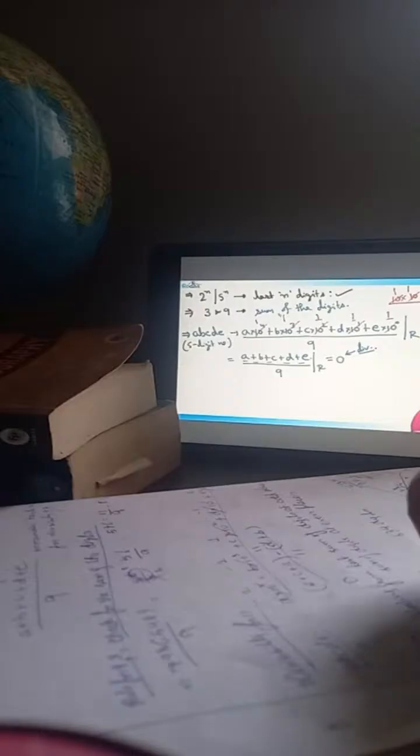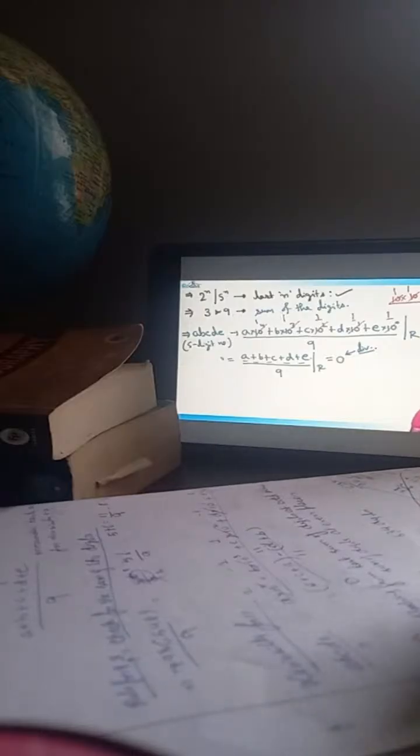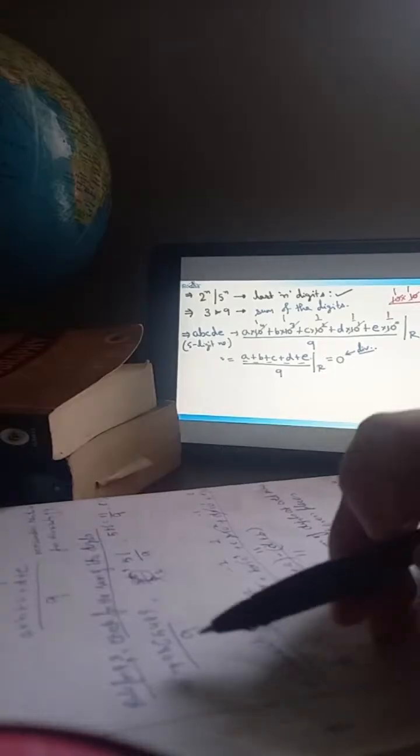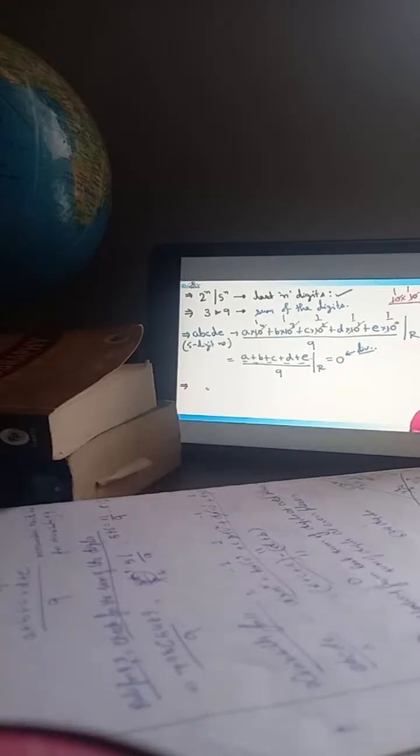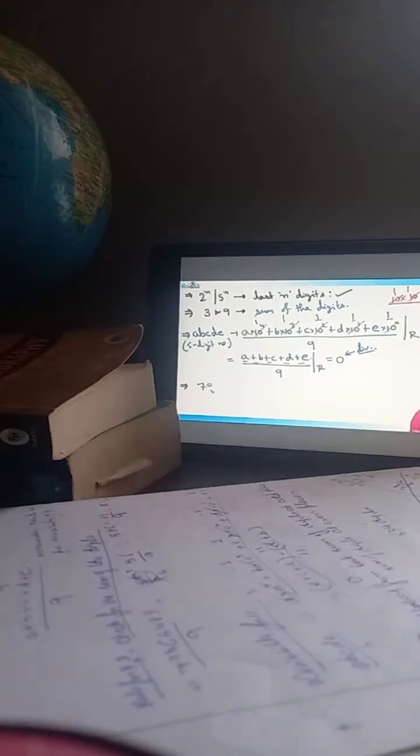So the rule for 3 and 9 is to check the sum of the digits, because when all the powers of 10 are divided by 9, the remainder is 1. So we only check the sum of the digits. For example, 7, 9, 8, 6, 5, 4, 8, 9 divided by 9. What is the remainder?